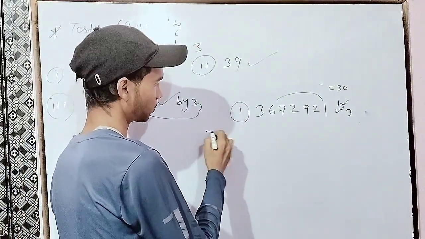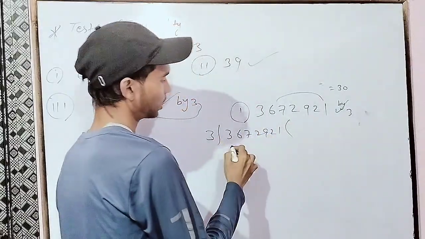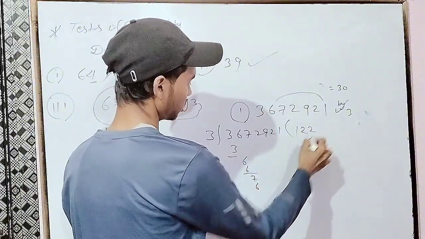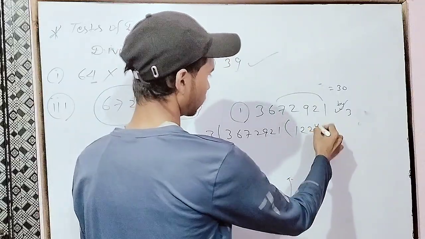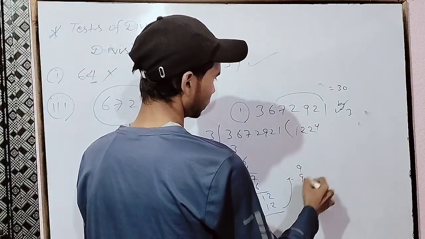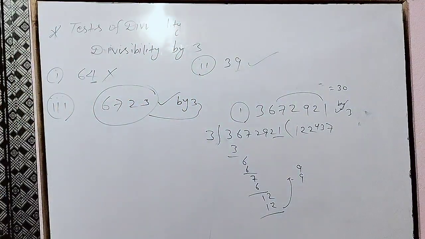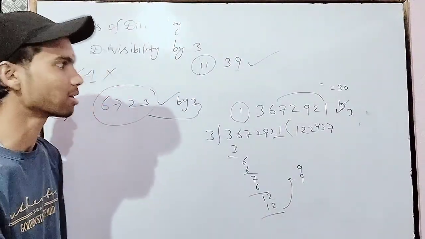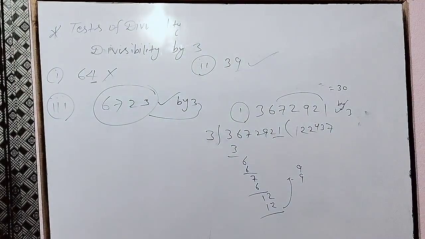If you want certification, then you can see 3, 6, 7, 2, 9, 2, 1. 1, 6, then 7, then 1, 2. 3, 4, 12, again 9, 3, 3 is 9, and 3, 7. Yeah, that is very crystal clear that if the sum of each digit is divisible by 3, then the whole number will be divisible by 3. It was rule 4, 3, 4, 3.